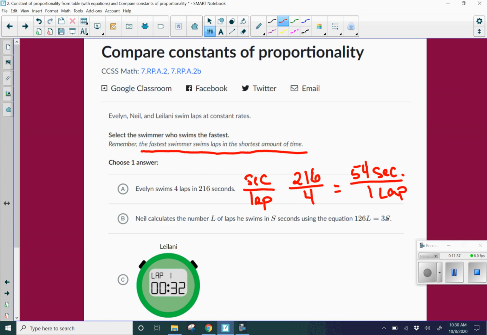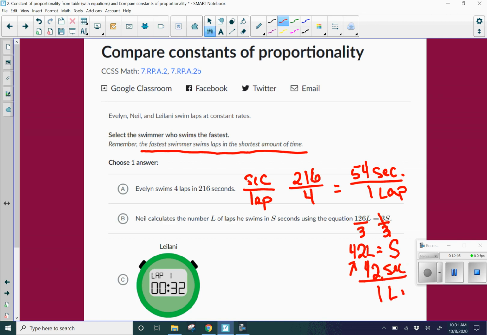Now the next one's a little bit trickier because they give you the equation where L represents laps and S represents total seconds. So we want to know how many seconds per 1 lap. So in order to do that, we have to first simplify our equation. And what we end up getting, 126 divided by 3 gives us 42L equals S. So what that means is your constant of proportionality, or your unit rate, is 42, which means that Neil is swimming 42 seconds per 1 lap to equal your total seconds.